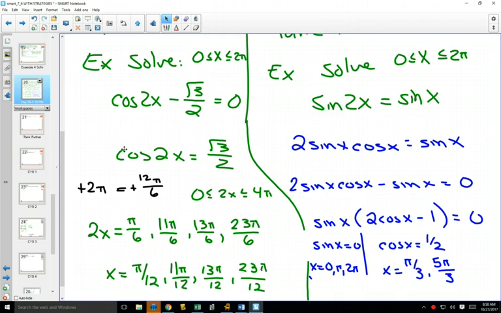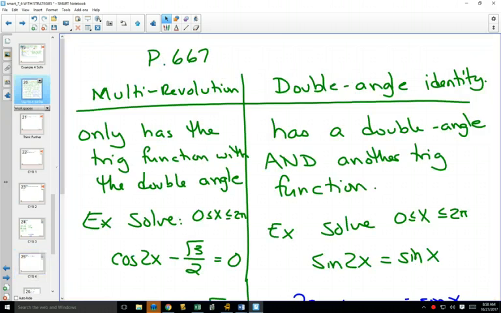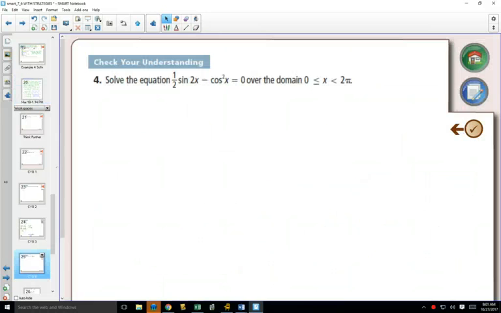Okay. So now we get to the toughest one, example 4. In example 4, you see we have a double angle. We have the sine 2x. So the question that we first have to decide is, should we pursue this as a multi-revolution question, or should we pursue this by changing our double angle identity? And because we have sine 2x and a cos squared, we're going to change this.